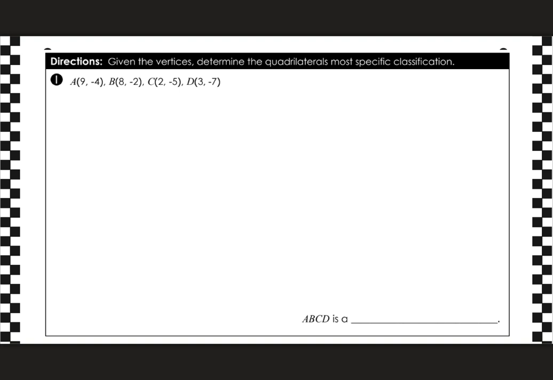So what I usually do to start this is I make a sketch. It's ugly, so this is not drawn to scale by any stretch of the imagination. I start with 9, -4, so that's over here somewhere. This is A. B is going to be 8, -2, so this is going to be here somewhere. Let's see. Oh, this is not going to be good. C is going to be 2, -5, so down here somewhere. And then D is going to be 3, -7, so this is going to be down here somewhere.